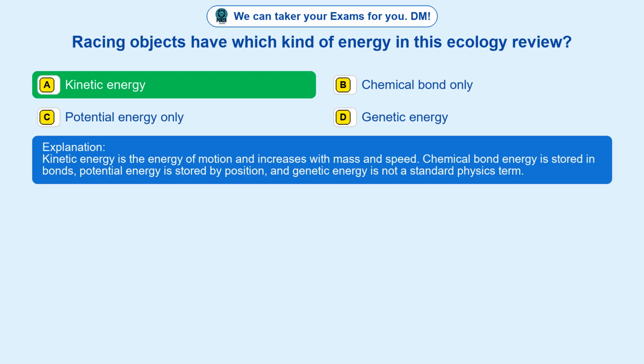Kinetic energy is the energy of motion and increases with mass and speed. Chemical bond energy is stored in bonds, potential energy is stored by position, and genetic energy is not a standard physics term.